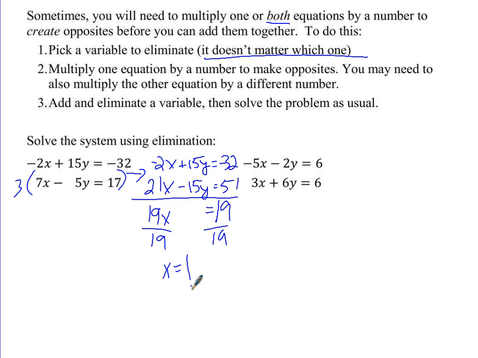So now that I know that x is 1, what do I do? Plug it in where? It has to go all the way back to an original equation. Whichever one looks easiest to work with is my advice. Which one looks easier? The bottom one? Okay, that's fine. So what will I write? 7 times 1.